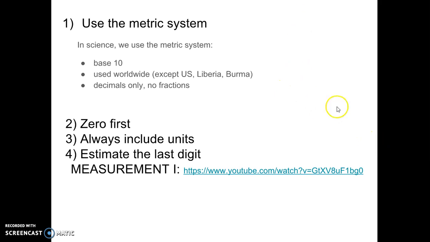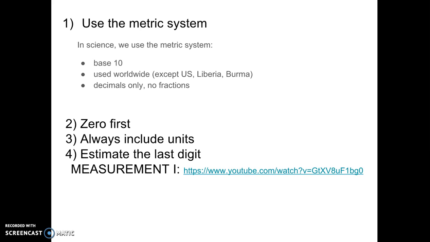So the next part of this, there's just a little blurb I want to talk about using the metric system. In science, we use the metric system. We do not use the English system. It's base 10, so the nice thing is you just multiply or divide by 10 to move to different units. You don't have to remember that there's 12 inches in a foot. All you have to do is be able to multiply or divide by 10 to go from millimeters to centimeters. It is used worldwide except for the US, Liberia, and Burma. There's decimals only. There's no fractions. That's what makes it nice compared to the English system where we see fractions.